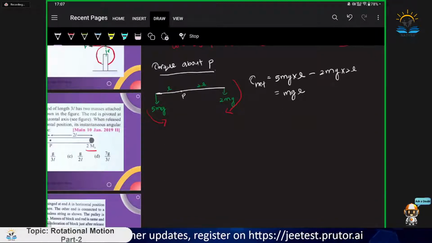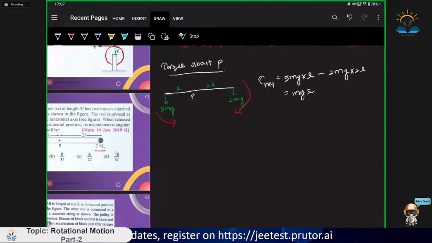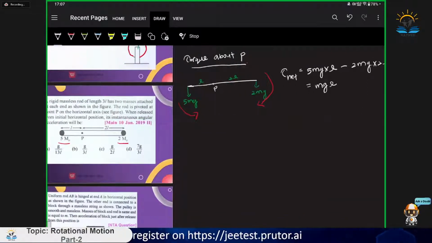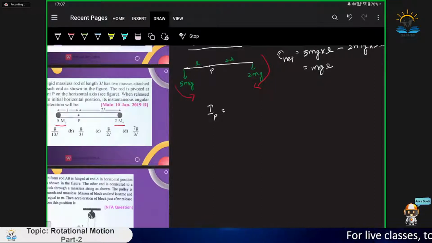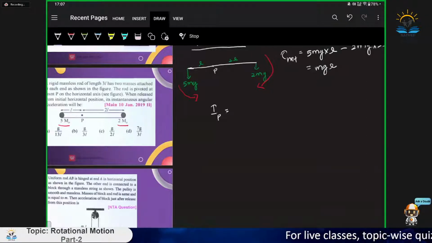Next, we know tau is equal to I alpha. For that, we have to find out alpha. So the next step is to find the moment of inertia about P. This is a massless rod, so we just add the moment of inertia of these masses. So how much?